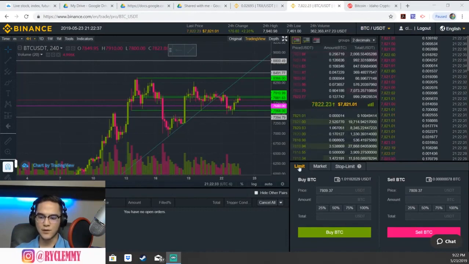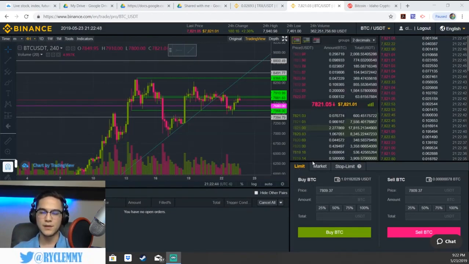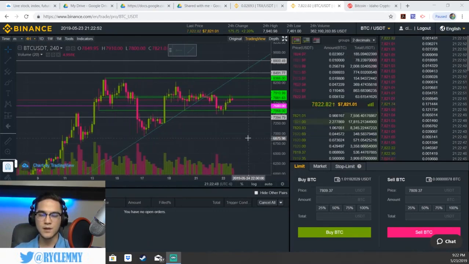So the first type of order that Binance has is a limit order. Now, this is the majority of what you should be using because a limit order is going to save you money on fees. So we'll talk about fees here in a little bit, but every time you buy or sell a cryptocurrency on Binance, there's always going to be a fee.